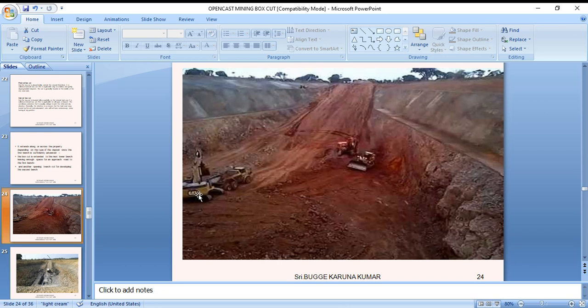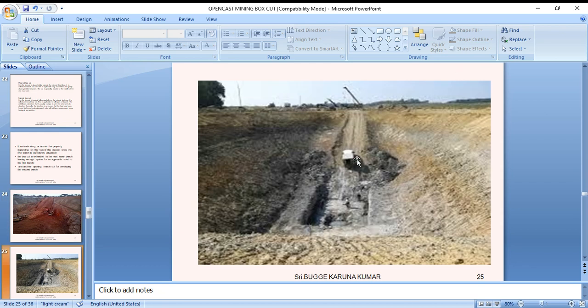So these are the side walls. We have to maintain it in such a way that all the vehicles, dumpers, and shovels can move on this. Particularly dumper movement is more, so we have to maintain it. This is one typical example. Also showing another, you see what the activities are. This is the one type.